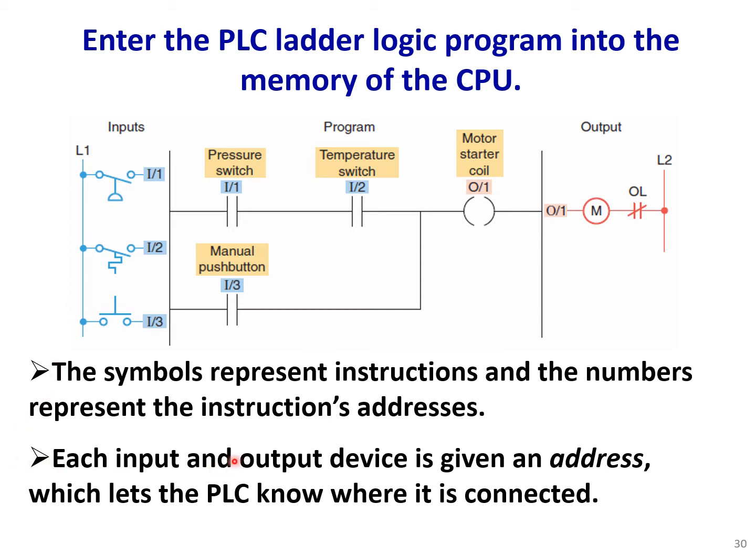Each input and output device is given an address, which lets the PLC know where it is connected. And this one, the motor starter, is O1. O because it's an output, and 1 because the motor is connected to the first port of the output module of the PLC. We could have one output, let's say one motor, but that motor is connected to, let's say, the second port of the output module of the PLC. Then inside our program, we have to use O2.